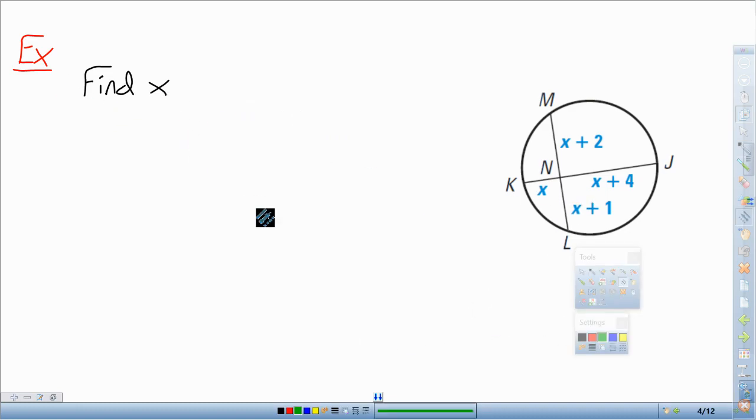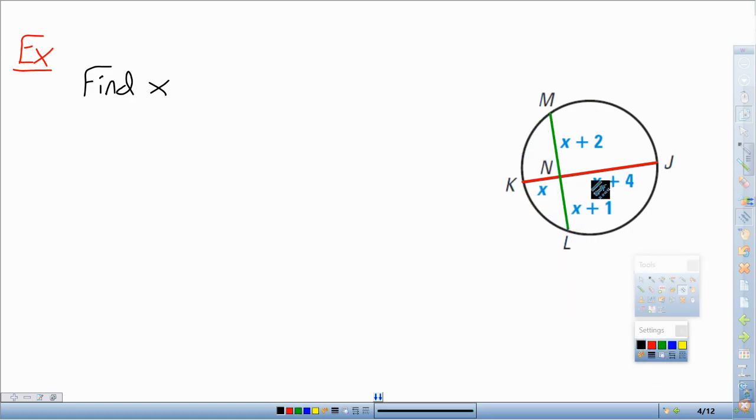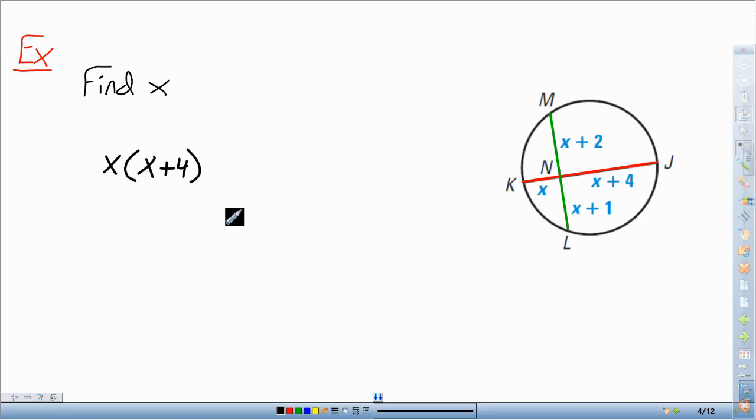Okay, so this one wants us to just find x. Just to highlight it, there's one of my chords, there's another one of my chords. Weirder values, but let's go ahead and do this math and see what happens. Let's start by multiplying the two parts of this red chord together. So I'm going to do x times (x plus 4). Here's the thing: x needs to be multiplied by all of x plus 4, so I need to put that in parentheses like this.